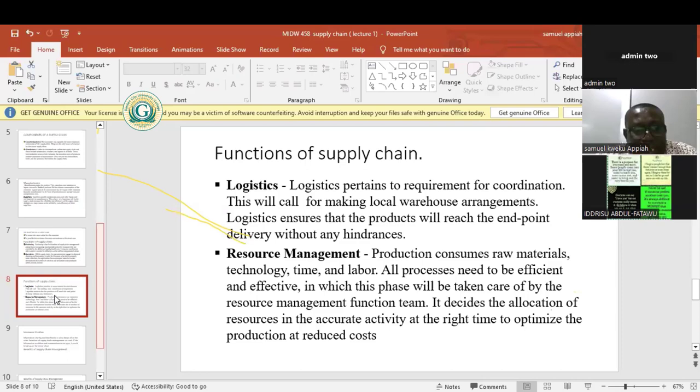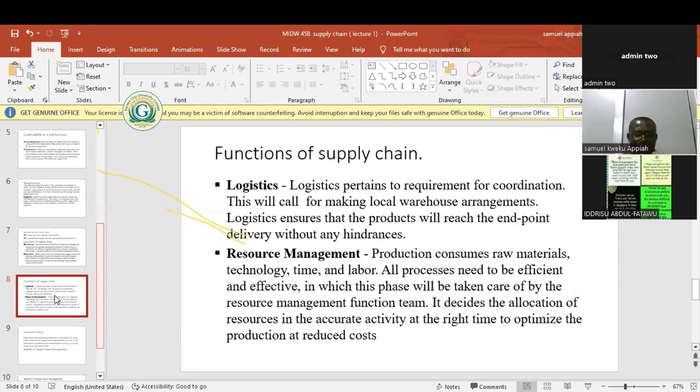Then the next function is resource management. When it comes to resource management, production consumes raw material and technology. Like in the hospitals, you have what are called consumables. Every now and then you need PPEs, the things that you need to be able to function. And how are these resources managed? If you don't manage the resources well, they will be abused. So resource management is another function of supply chain. All the supply chain processes should be efficient and effective.